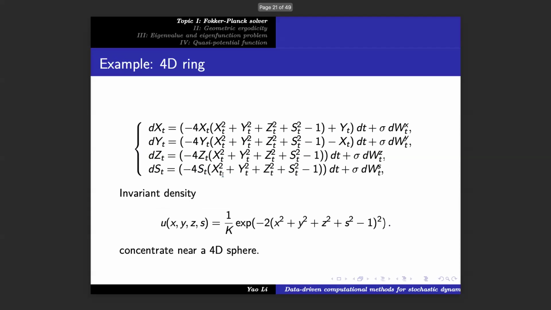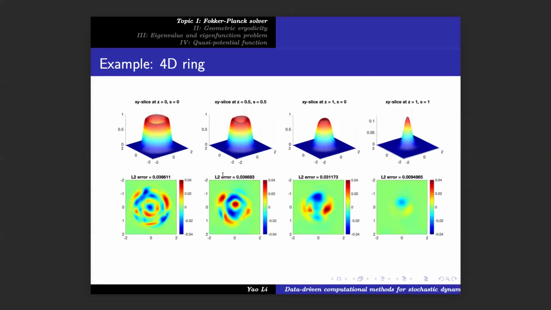So this way can be just some very rough approximation of the true solution. Okay, and for example, let's take a look at a 4D example. Still a ring example, but the steady state concentrates on a 4D sphere. And then you can see that we just use a small feed-forward neural network, and we can basically get the solution on each slice of this 4D domain.